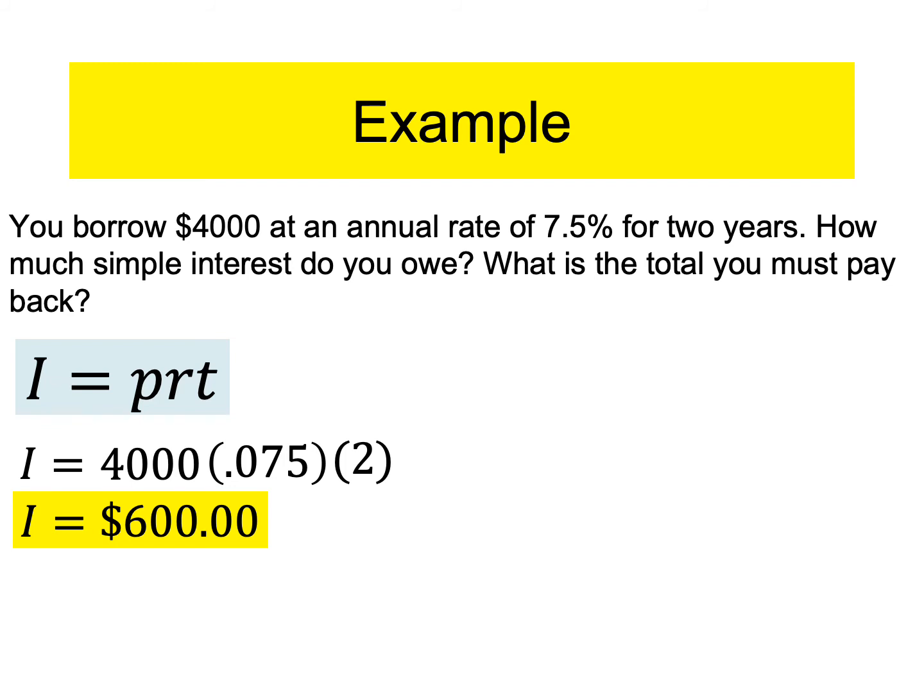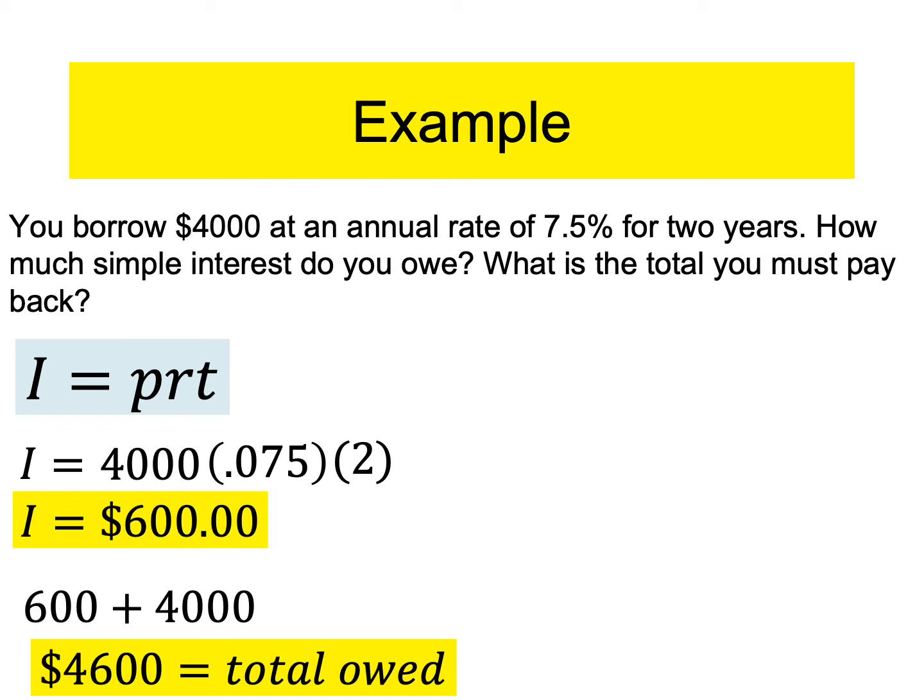But remember, you borrowed $4,000, so you're not paying the bank back $4,000. You're not paying the bank back $600. You're paying them back the combination of the two. The $600 is the price you pay for borrowing $4,000. So you owe the bank $4,600.